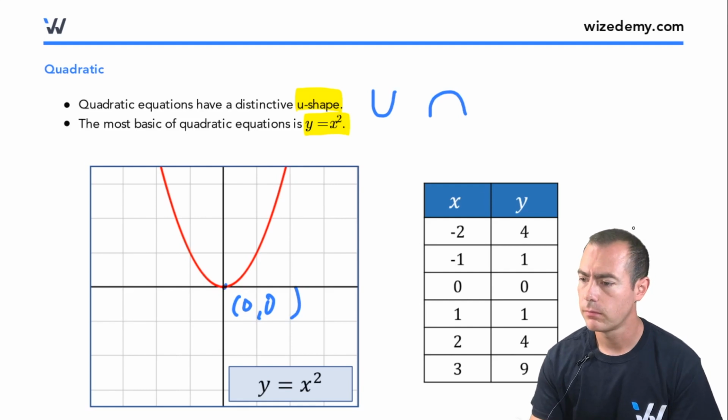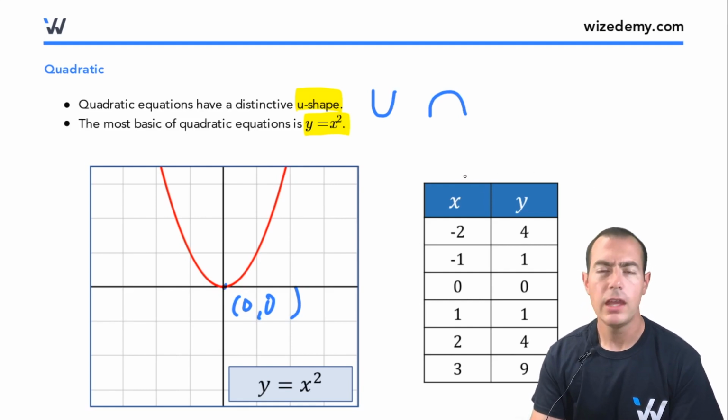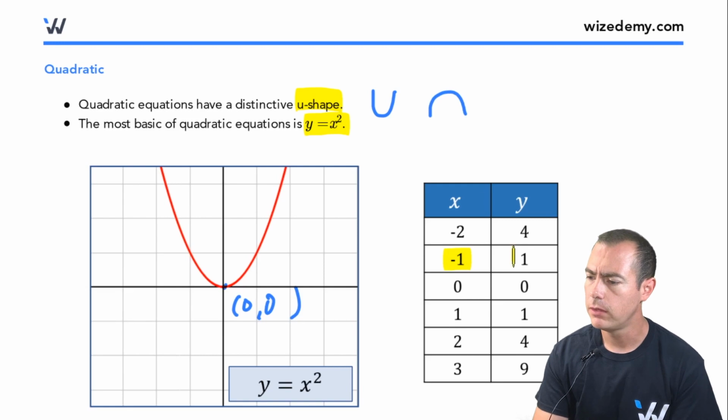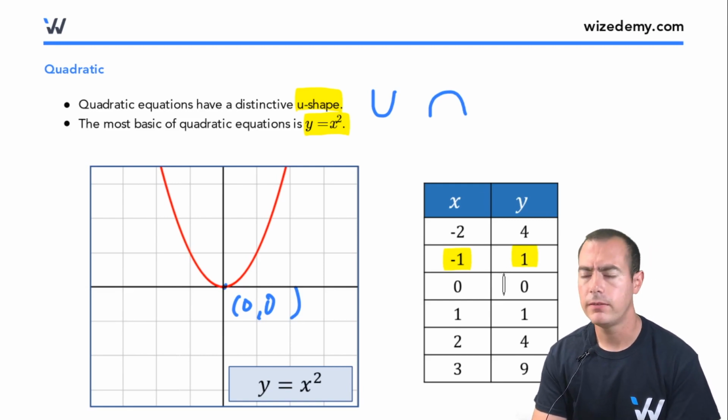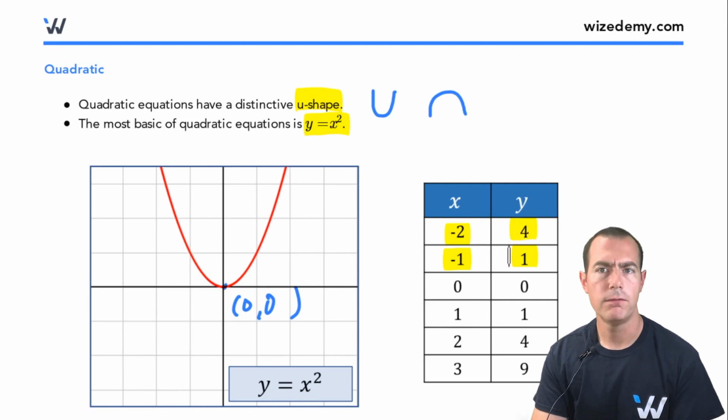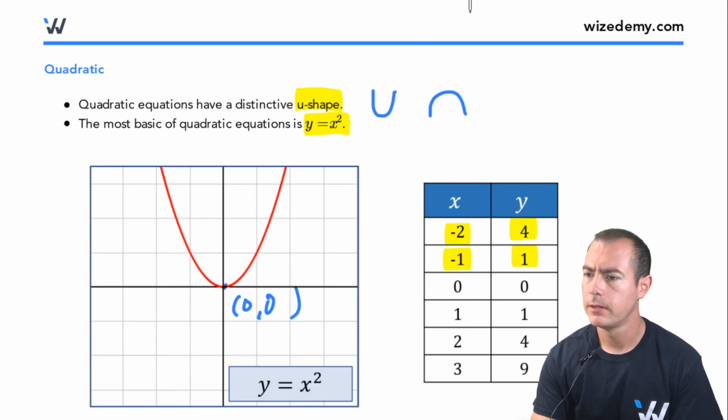Now what we're seeing in the table of values is really that squaring process. Whatever x value ends up inside of this equation, it's getting squared and becoming positive. So something like -1 becomes +1. Throw in a -2, that gets squared, it becomes a +4. All right, not too bad.